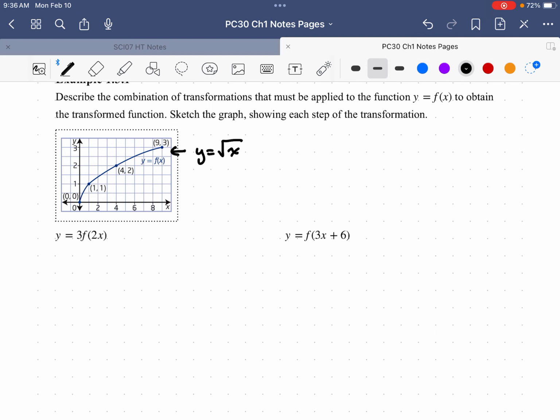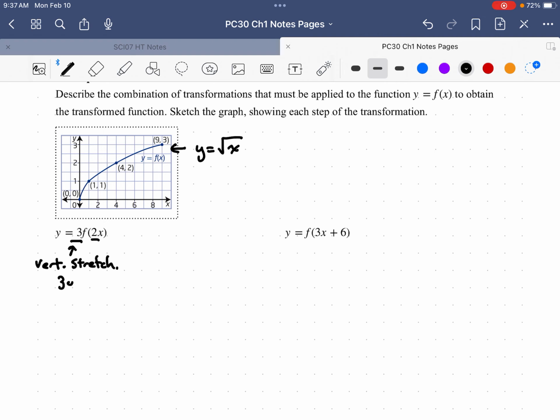Now we are going to apply these transformations. The 3, this is a vertical stretch. Remember, with our vertical stretch, because the value is not attached to our vertical variable, we just do the exact thing that it is. We take our y and we times it by 3. This is a horizontal stretch. Because it is attached to our variable, instead of multiplying by 2, we divide by 2. So we're going to do x divided by 2.